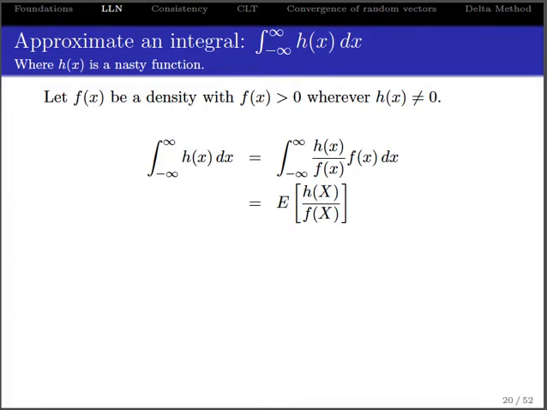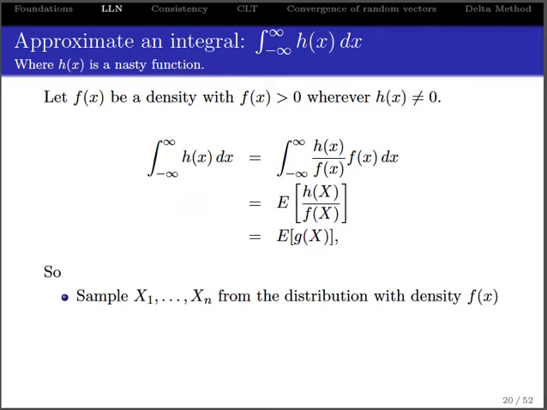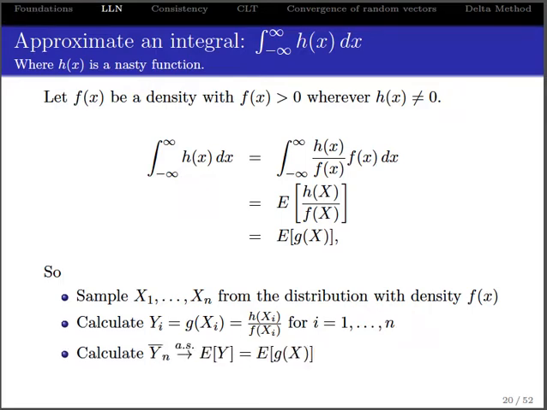So how do you do that? It's the expected value of a g of x. And so you sample x1 through xn from a distribution with density little f, and then calculate these yi's equals g of xi for i equals 1 to n. Calculate y bar. It goes almost surely to the expected value of y, which is the expected value of g of x, which is exactly the integral that you want.